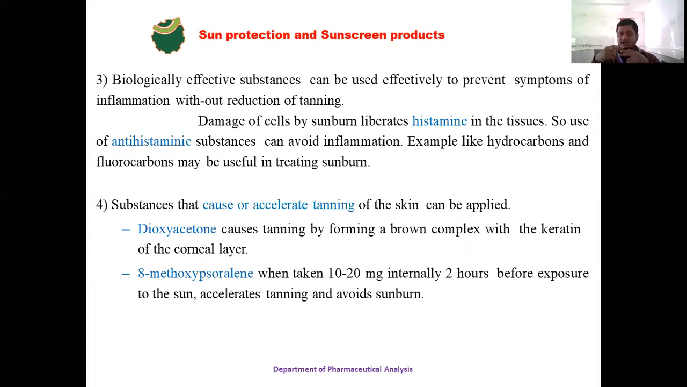So how we accelerate the tanning, or how we can make the skin tan, is by two methods. One is the use of dioxyacetone, okay, which will make a brown complex by reacting with keratin. And the second one is 8-methoxysoralene. We can take it orally with a dose of 10 to 20 mg 2 hours before exposure to sun. That also will accelerate the tanning. Okay, so these are the four mechanisms by which the sunscreen product will work.